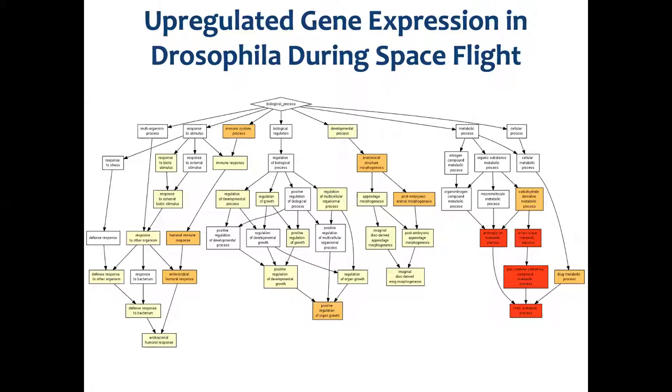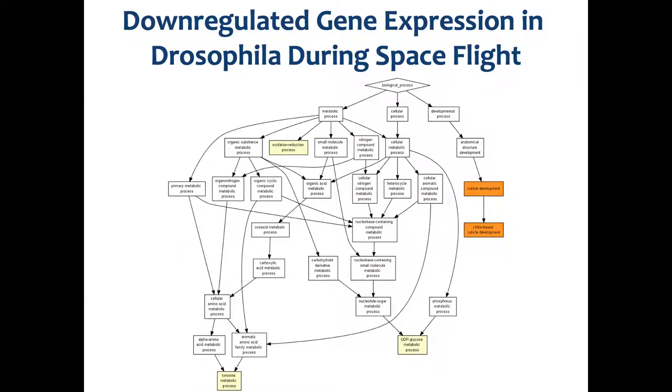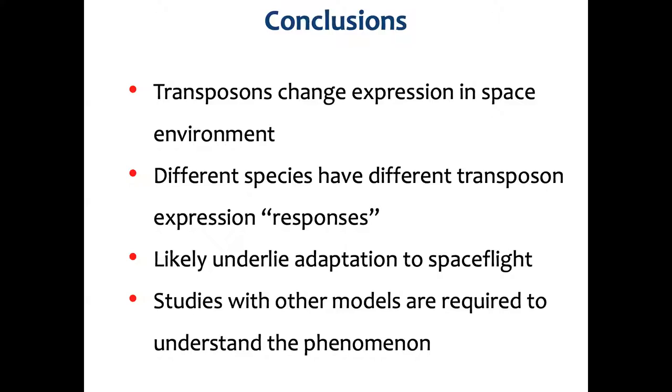However, we can see that between two model organisms, there are similarities, such as upregulation of immune system genes, which may be indicative of a response to transposon activation, as well as a downregulation of growth-related genes, which again has been observed in other experiments. Transposons change expression in space environment. Different species have different transposon expression responses, which may underlie gene expression changes during adaptation to spaceflight.